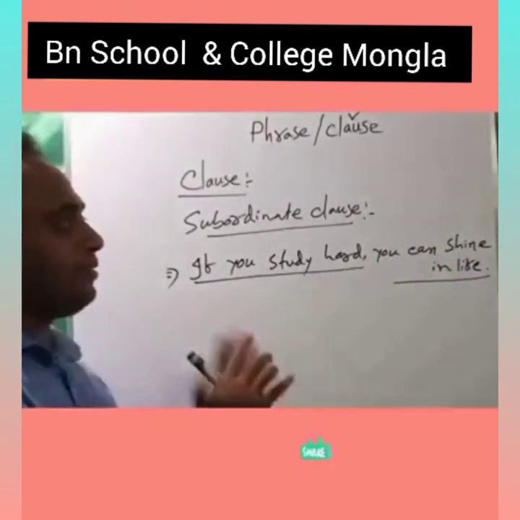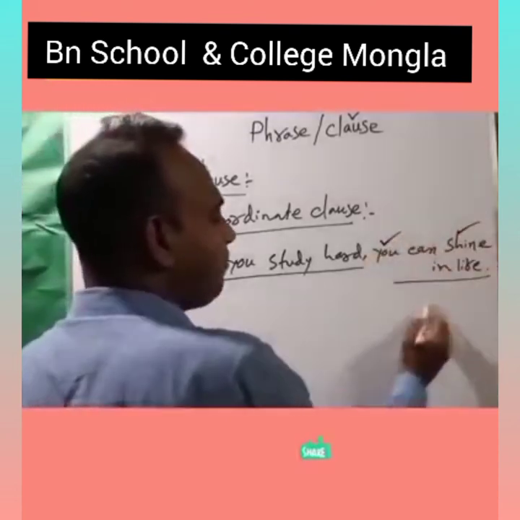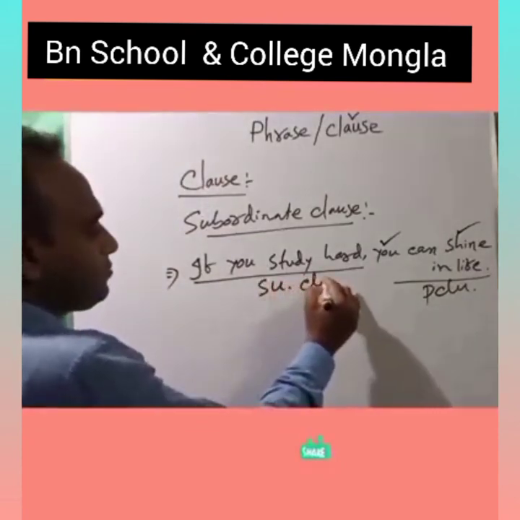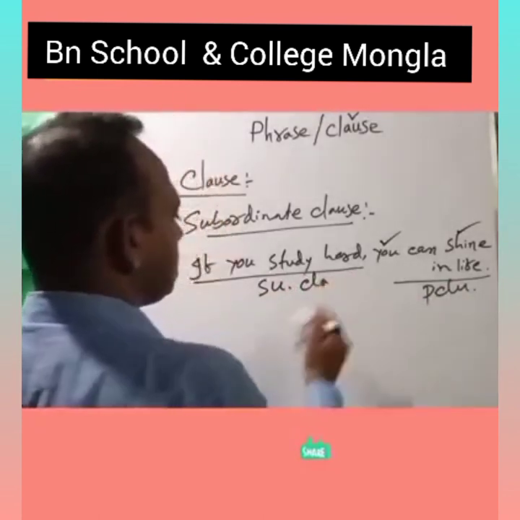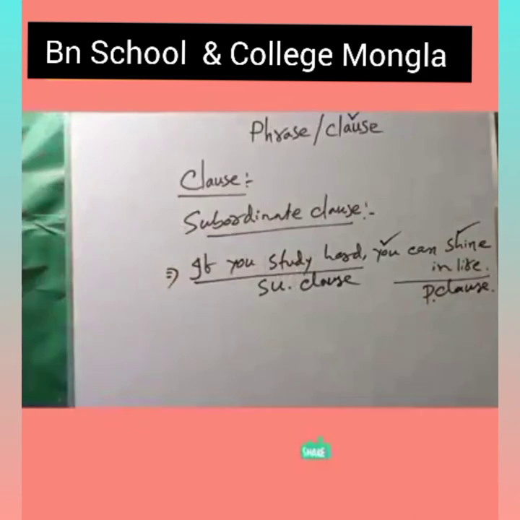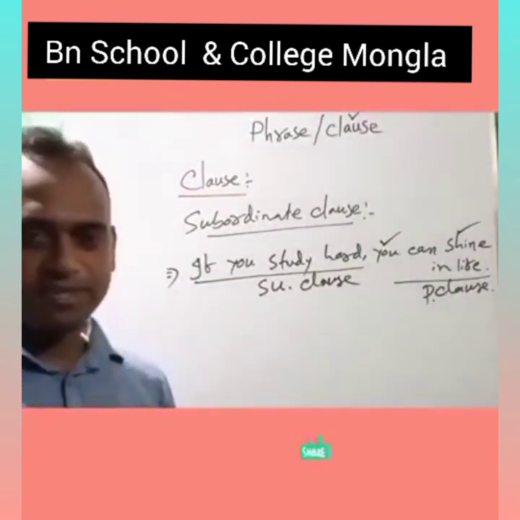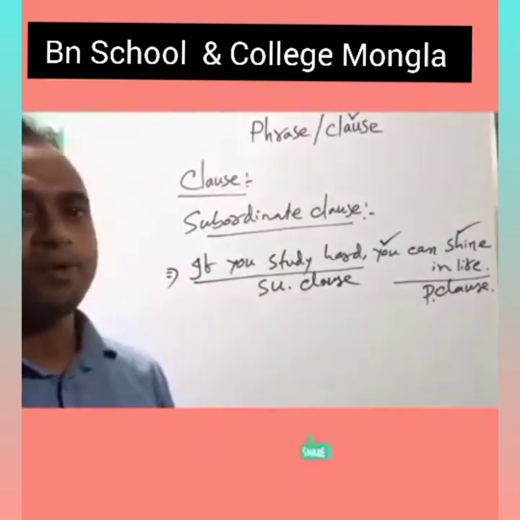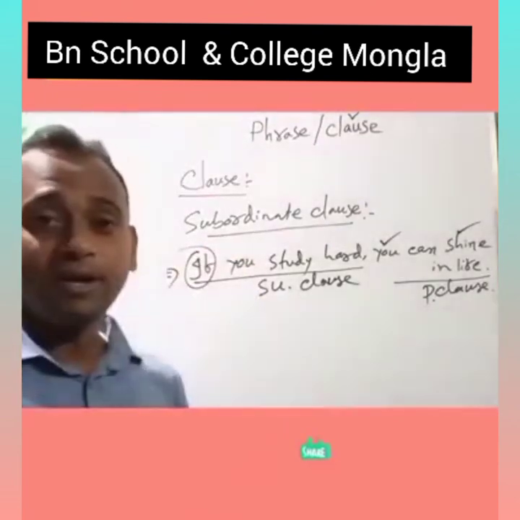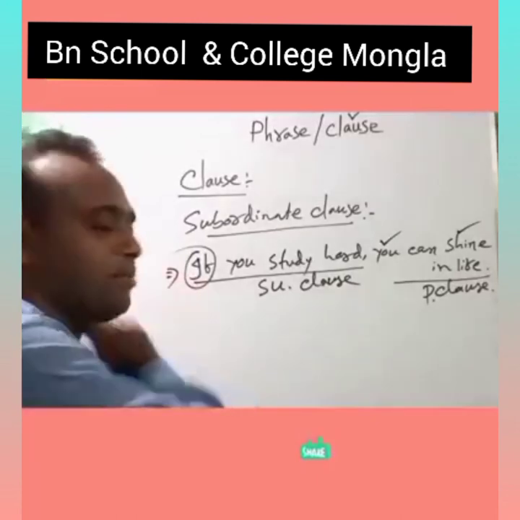So to make the proper meaning of the sentence, it needs the help of a principal clause. Here, subject and finite verb, this is the principal clause, but this first portion is not a principal clause, rather it is a subordinate clause. Okay, now follow here. In the definition of subordinate clause, we can say that a subordinate clause is a clause which has a subject and a finite verb, and it is connected with a subordinating conjunction or pronoun. Here, if is a subordinating conjunction. In every subordinate clause, you will get some relative pronouns or some subordinating conjunctions.